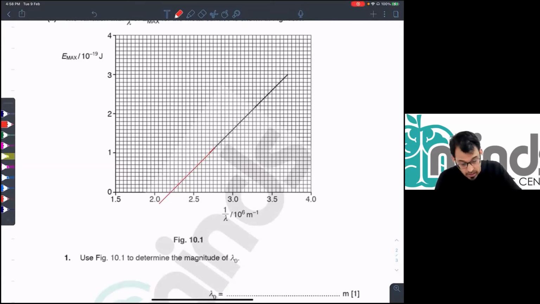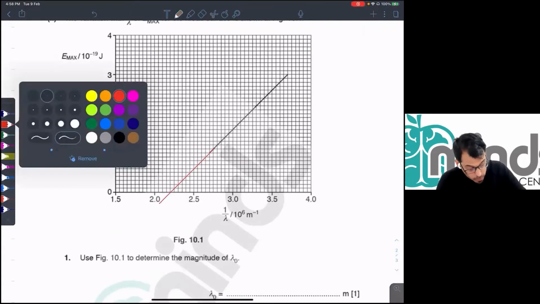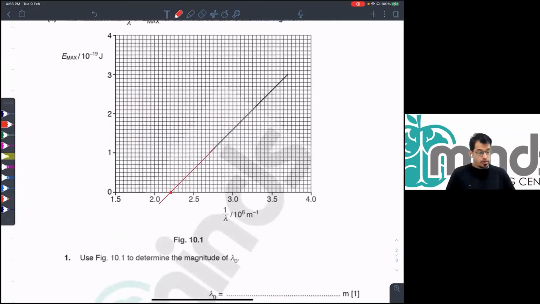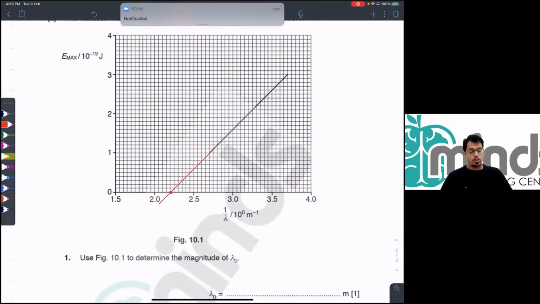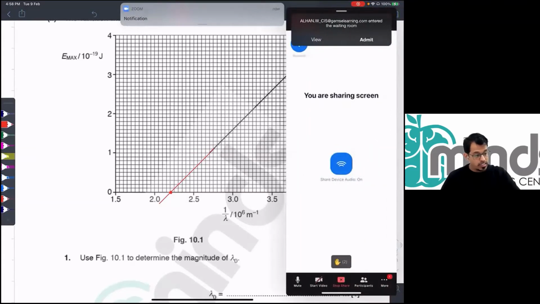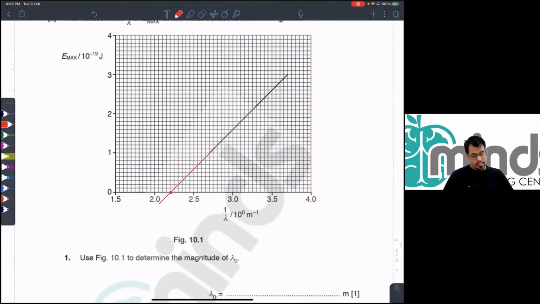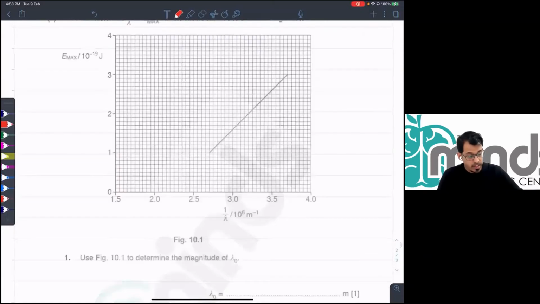So for me, this line is touching the x-axis at this point. Now from 2 to 2.5, we have 10 divisions. It means that each division is 0.05. In easier words, 2 divisions will be equal to 0.1. So if I follow this same, can I say this is 2.2? Yeah, because 4 divisions, so it should be 2.2.